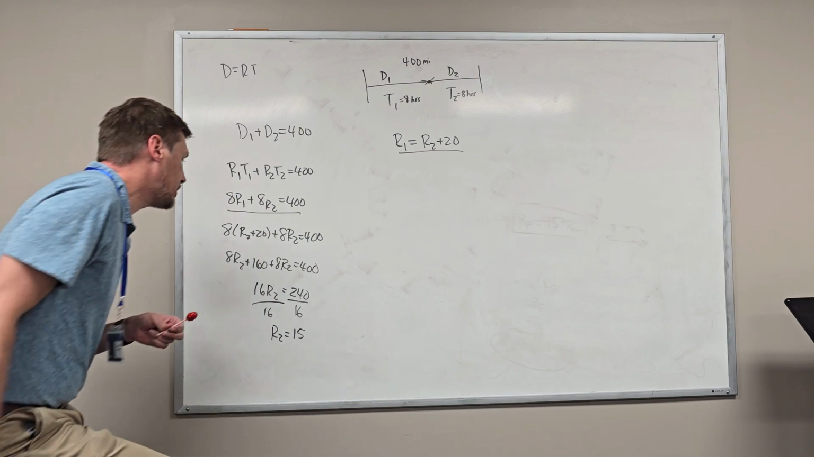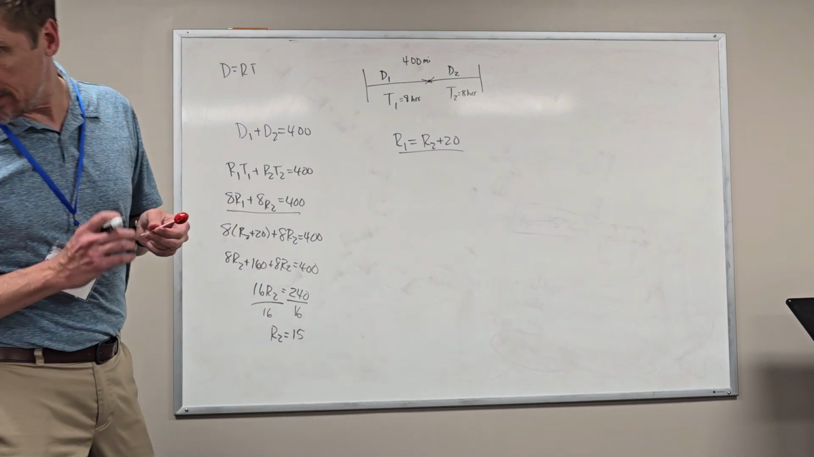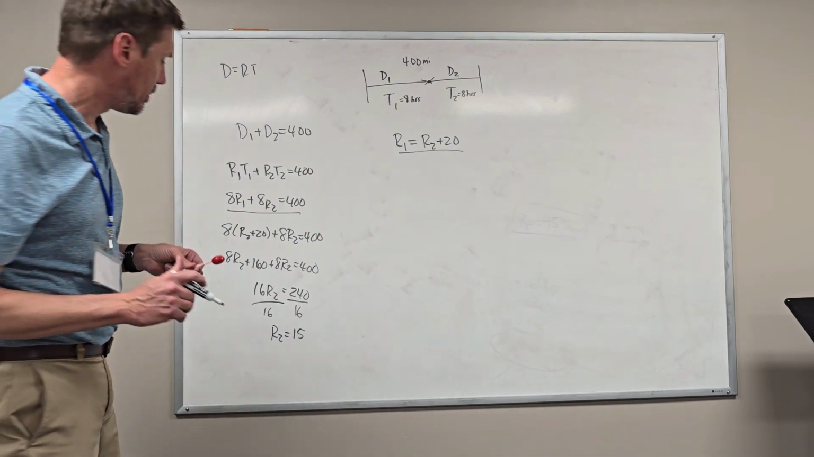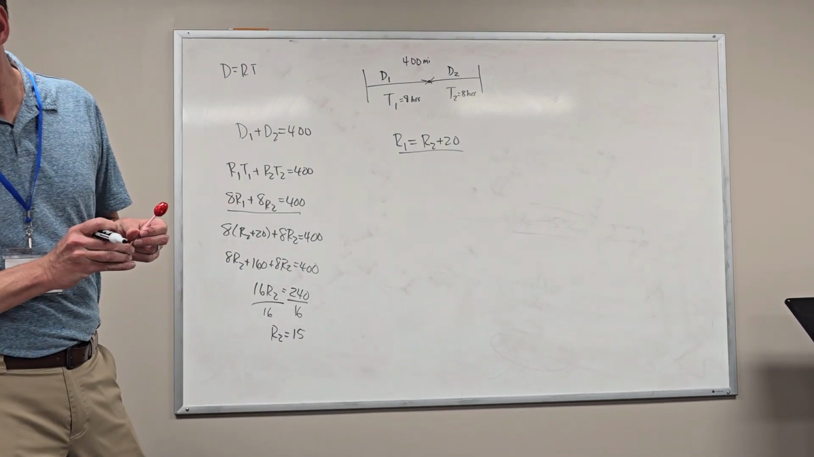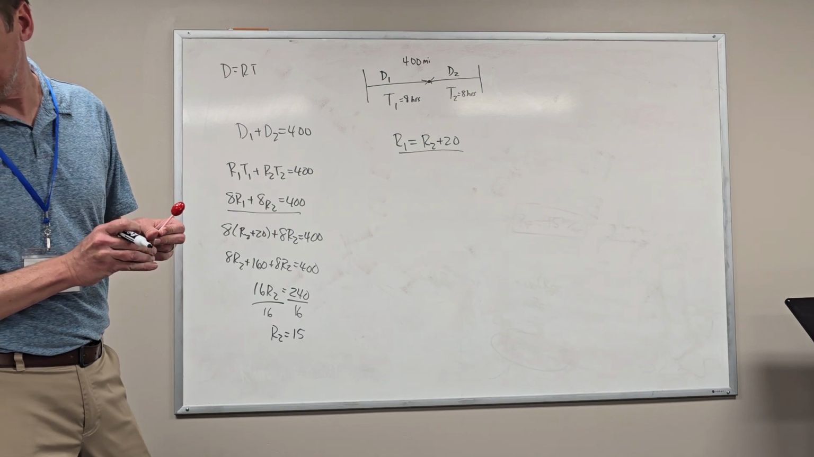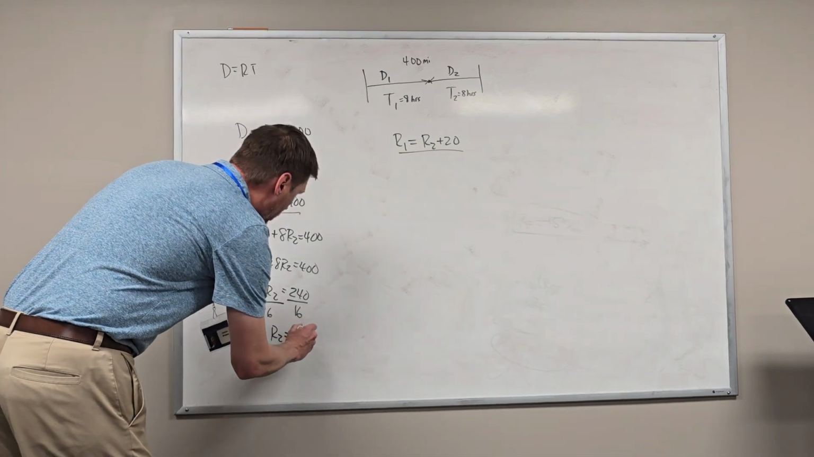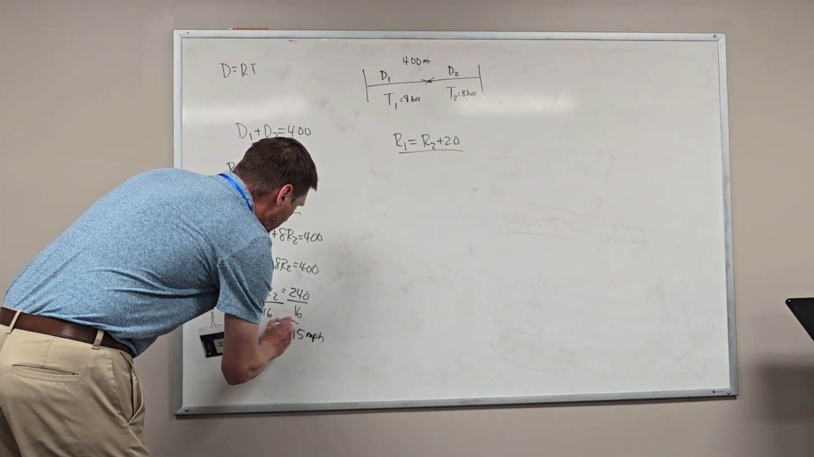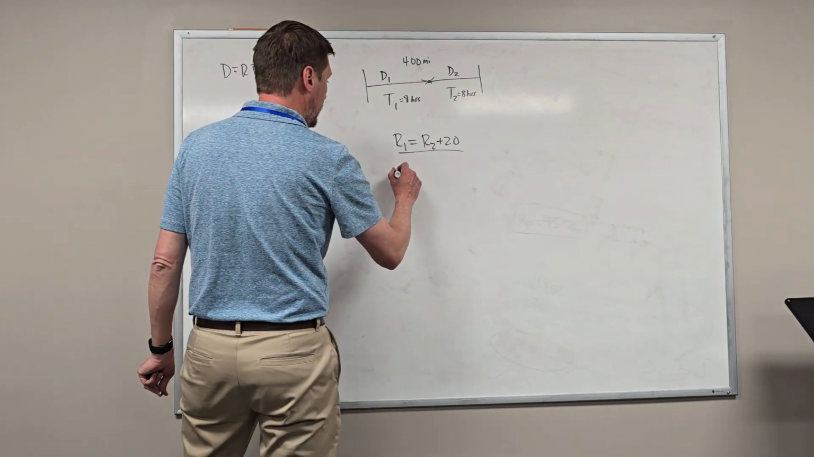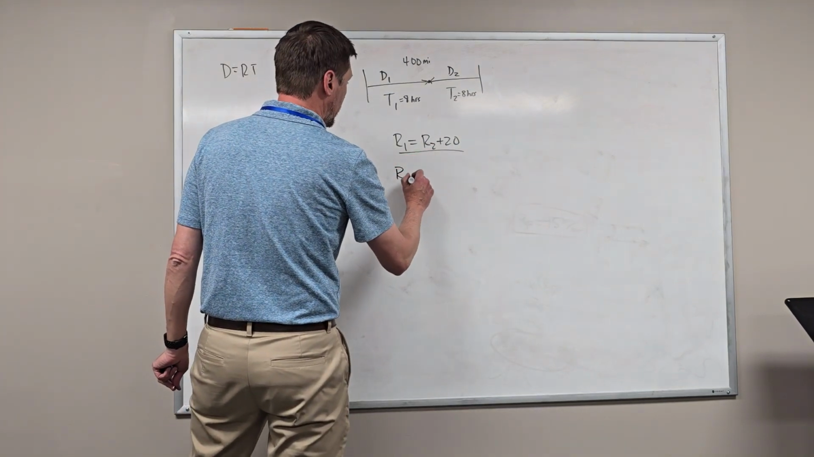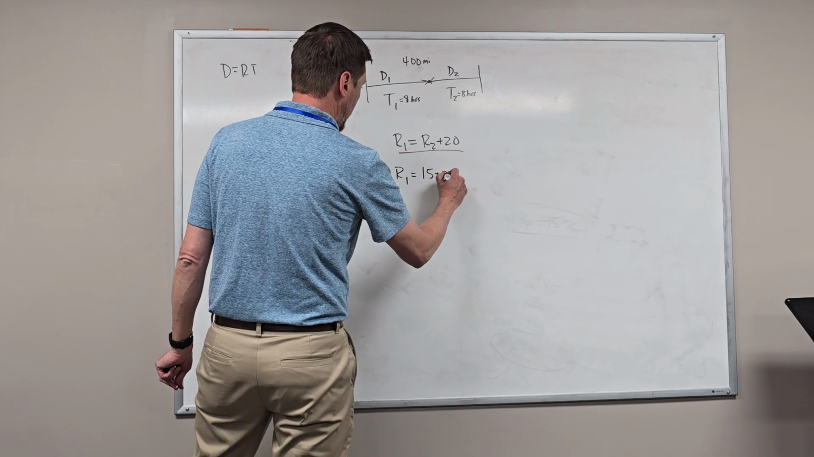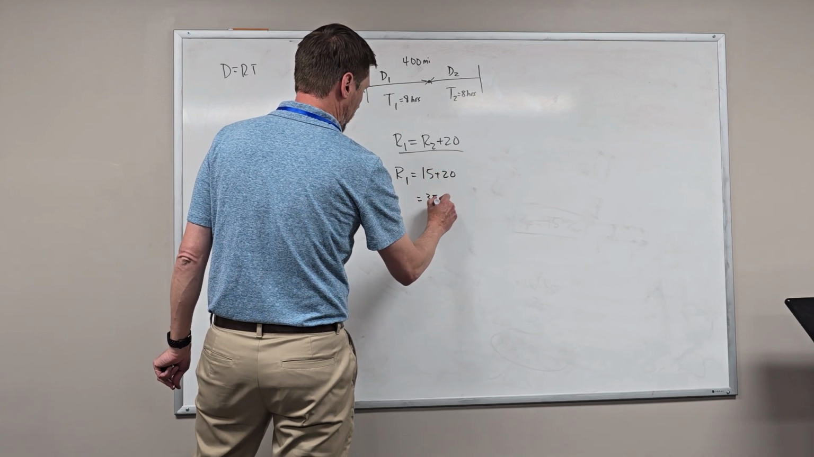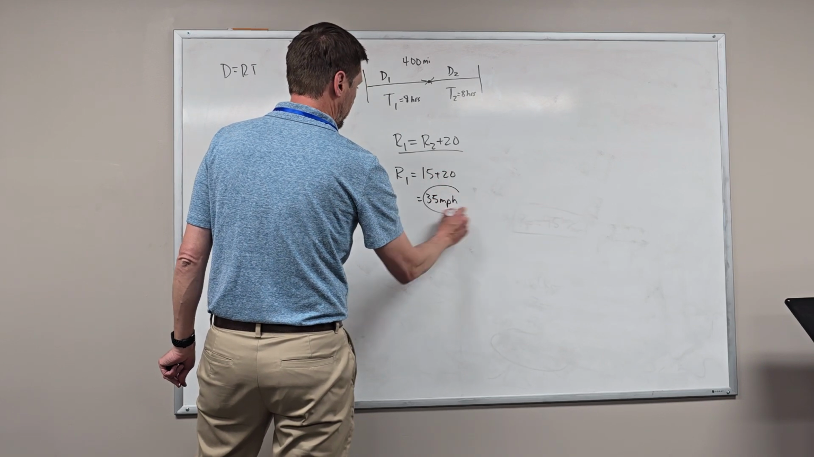So if that's the case, what did it ask us to find? The rates of each. The speed, which is the rate. So you just plug it in. This is miles per hour for R2, and then we plug that in right here, and we get that R1 is equal to 15 plus 20, which is 35 miles per hour for the other. There you go.